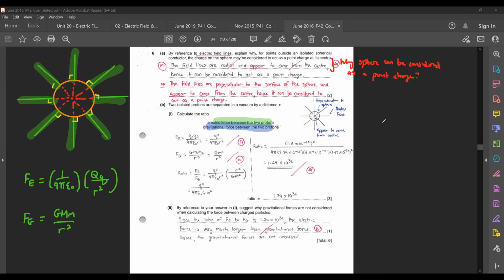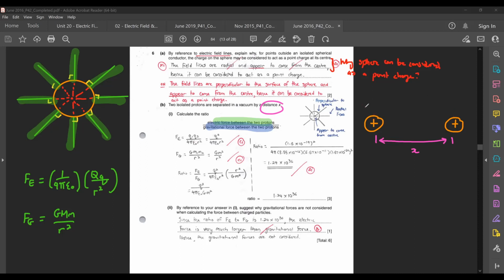So for the protons, you can consider it like this. You have one proton here, and then you have another proton here. Say the separation is actually x. This is what the question mentioned. They're separated by a distance x. And then the charge is just simply your elementary charge. This is called Q, and just call this Q.